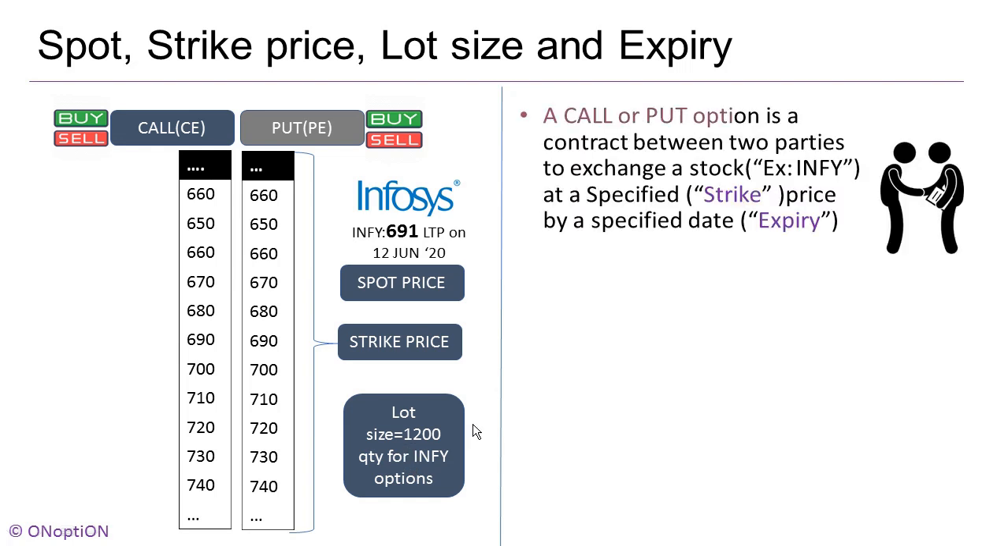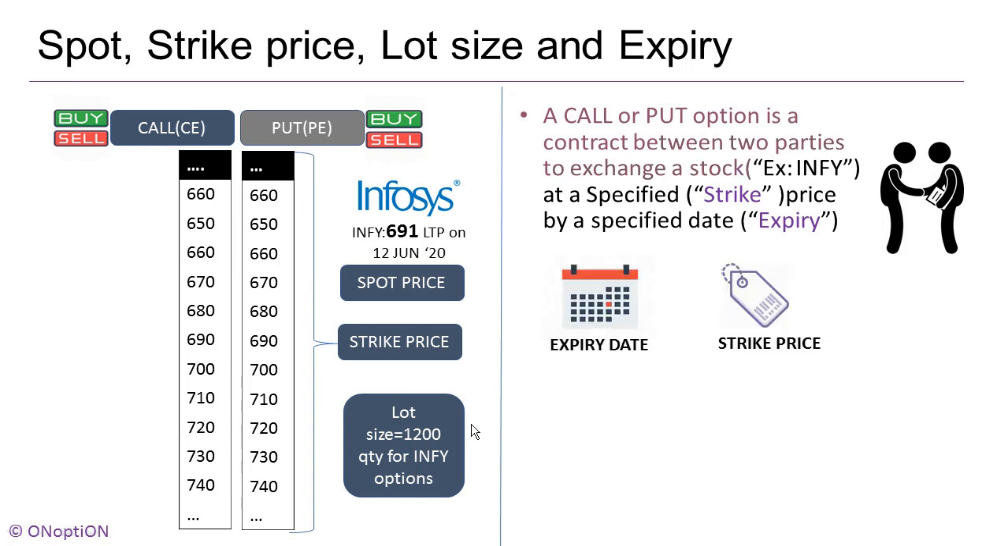Let's see what is an options contract. An options contract is a contract between two parties to exchange an underlying stock at a specified price by a specified date. In this case, the underlying stock is nothing but the Infosys stock. Here we are talking about an options contract, but the contract talks about an underlying stock, which is the Infosys stock here. And the price at which the contract has been made is nothing but the strike price, what we see here. You can make a contract on any of the available strike prices.